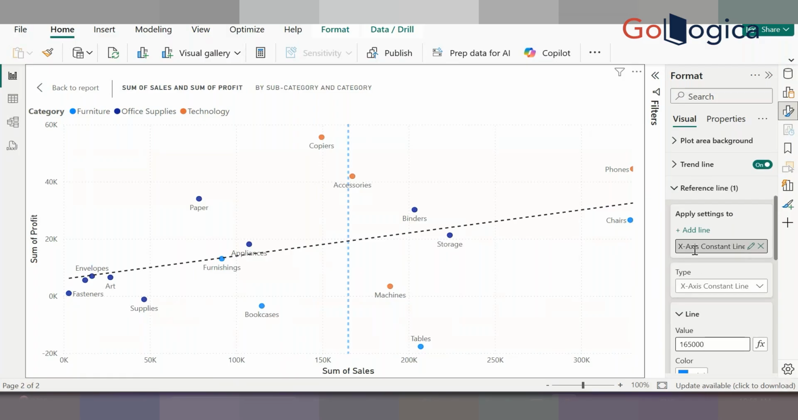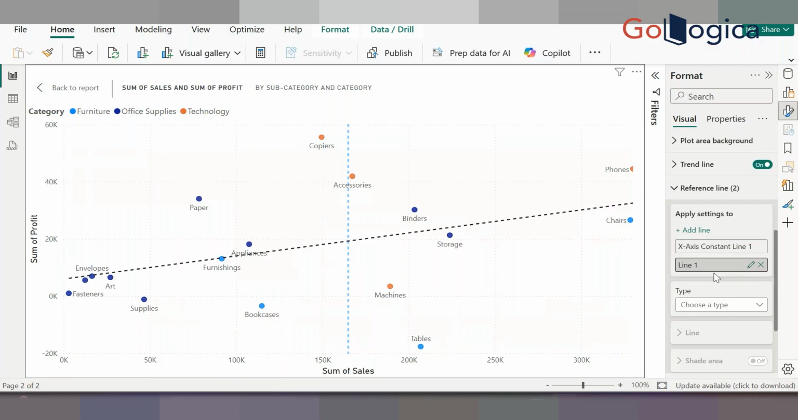I'll add another line here, and this time I want to go for a y-axis constant line. Now, see, the highest profit is 55,000, the lowest is minus 20,000. In between that, I can just keep it around 28,000 or so as a mid, average profit. So we have just done this particular thing.